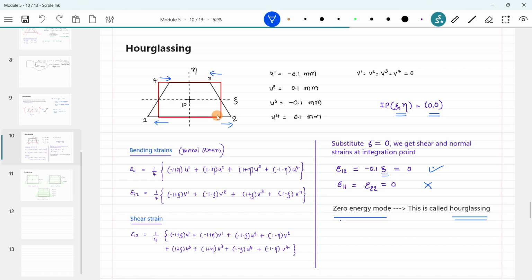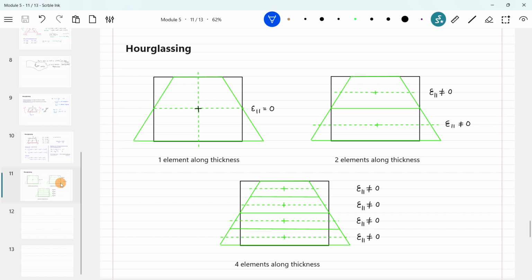So once we understand shear locking, the concept of hourglassing is straightforward and very simple. So what can we do to avoid hourglassing in bending dominated problems? Okay, so this we have seen. If we model, this is the cross section of the beam.